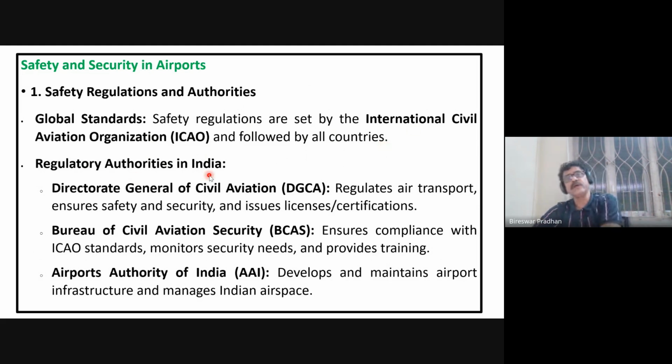The regulatory authorities in India: the Directorate General of Civil Aviation, DGCA, regulates and gives rules and regulations for air transport, ensures safety and security, and issues licenses and certification. Then the Bureau of Civil Aviation Security ensures compliance with ICAO standards, monitors security needs, and provides training. The Airports Authority of India, AAI, also develops and maintains airport infrastructure and manages Indian airspace.